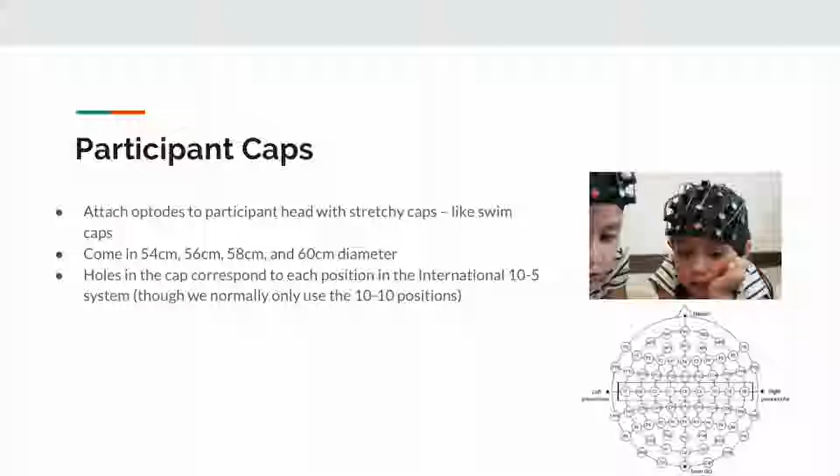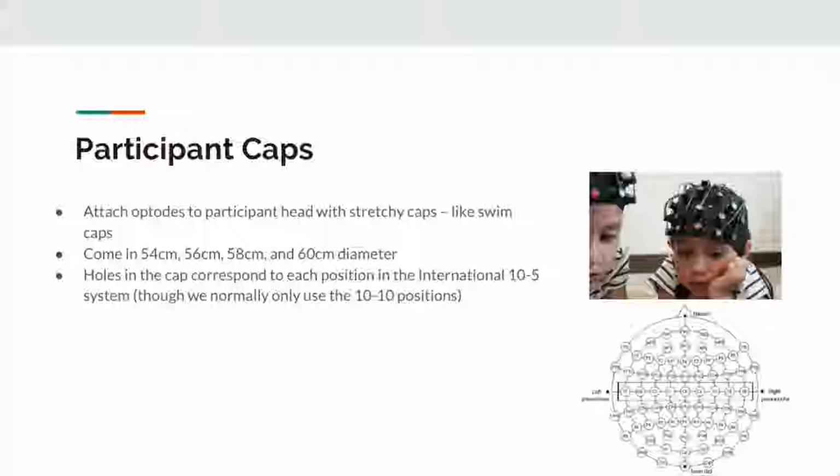The Inion, if you feel the back of your head, is this bump on your skull that you can feel before your skull starts sloping down into your neck. That's another prominent landmark on your head. And then there are things that aren't as important to us, but are also prominent landmarks, called the preauricular points. These are the little spot right in front of your ear.